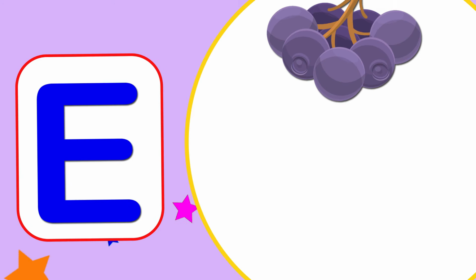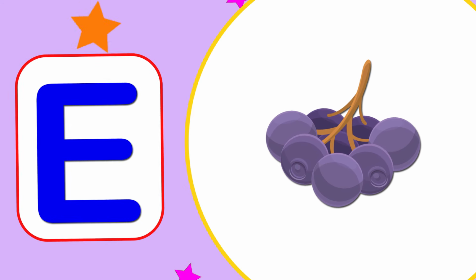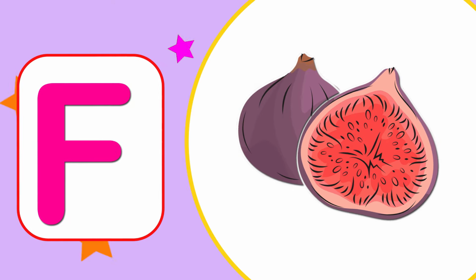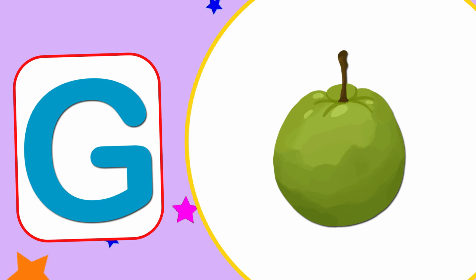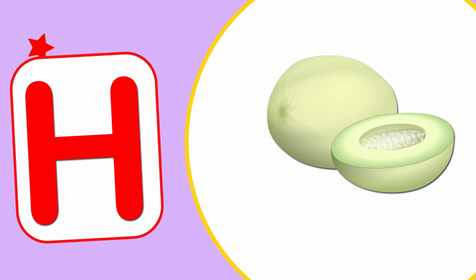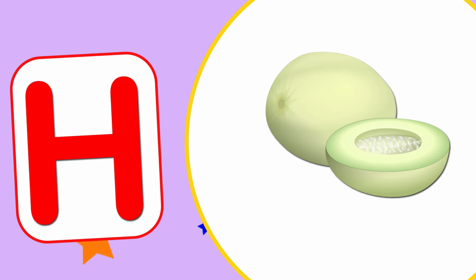E is for elderberry. E, e, elderberry. F is for figs. F, f, figs. G is for guava. G, g, guava. H is for honeydew. H, h, honeydew.